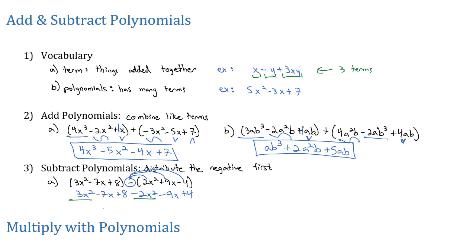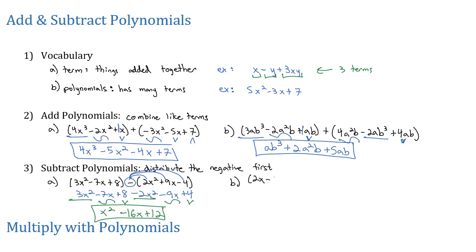3x squared minus 2x squared is 1x squared. Negative 7x minus 9x is negative 16x. And 8 plus 4 is a positive 12. And we've subtracted our polynomials. Let's take a look at one more example.